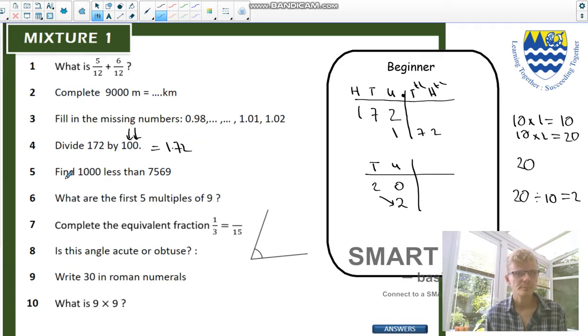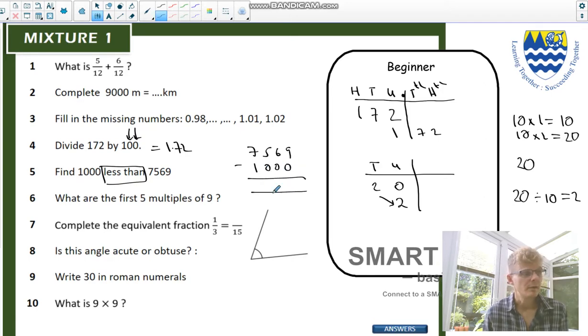Question 5, find 1,000 less than 7,569. Well, what does less than mean? I want 1,000 less than a number. In maths, less than or take away from, we might say. So we might say take 1,000 away from 7,569. As soon as we've got that language in place, we can then move across to how we might expect to see it mathematically. So 7,569 less 1,000, so take away 1,000.